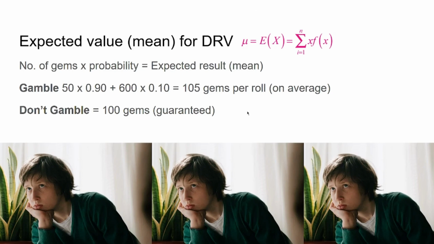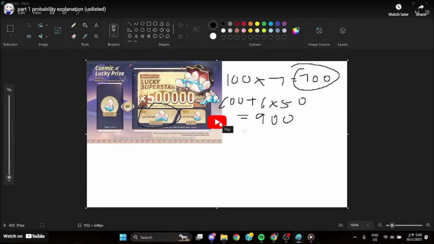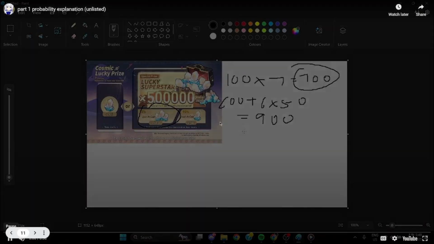So, what I was trying to say here is that there was some YouTube shorts that's using the expected result formula to show why you should actually gamble, because the expected result is more than if you don't gamble. However, this formula isn't that reliable because we only roll 7 times. I'm just gonna play a video of myself explaining this.